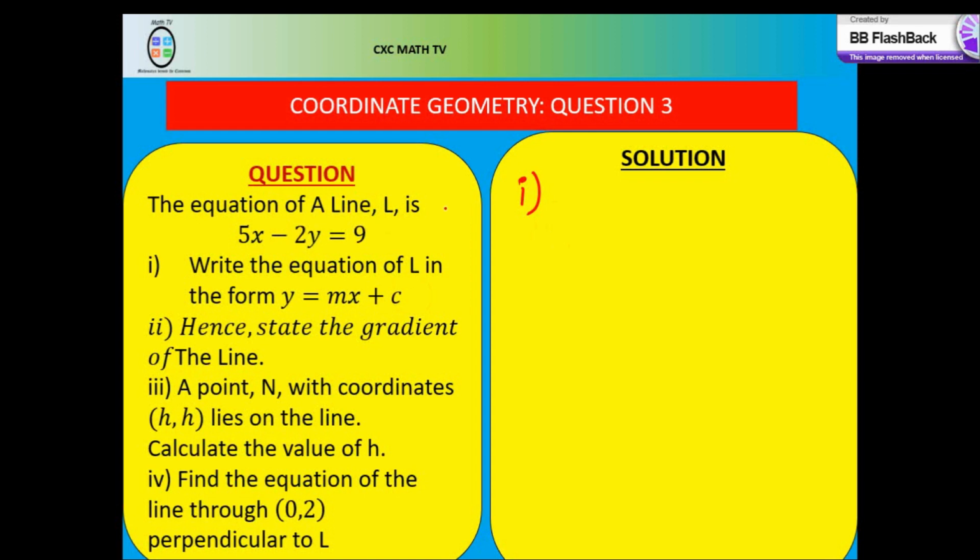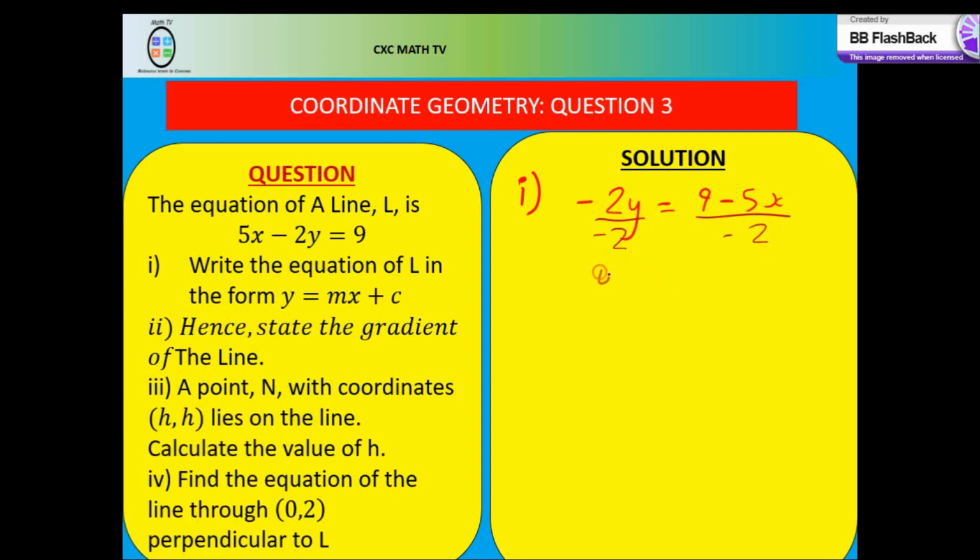So first thing, make y the subject. Y needs to be the subject. If we bring it over, this is saying negative 2y is equal to 9 minus 5x. We can then divide both sides by negative 2.